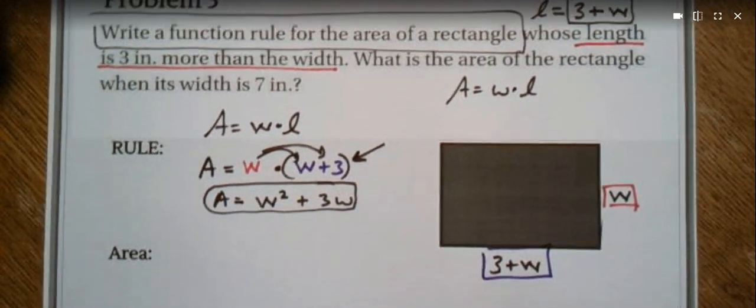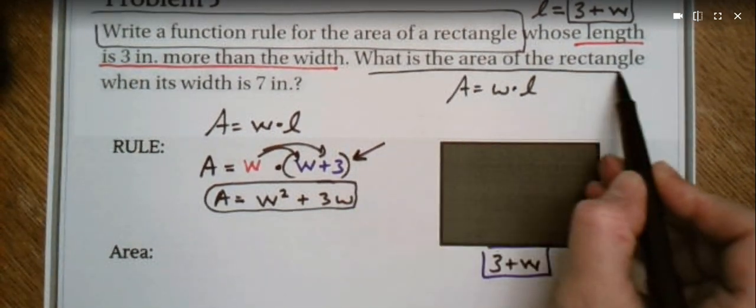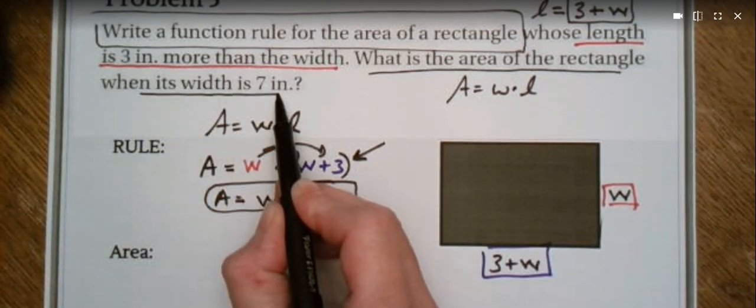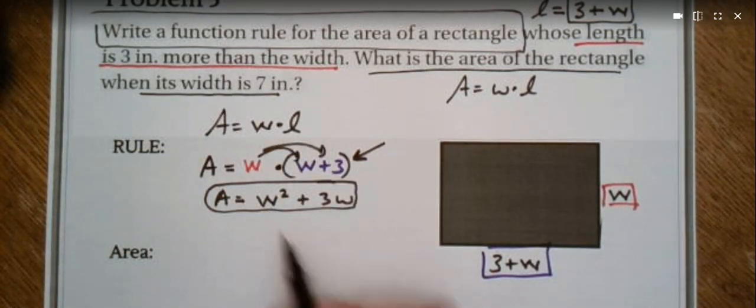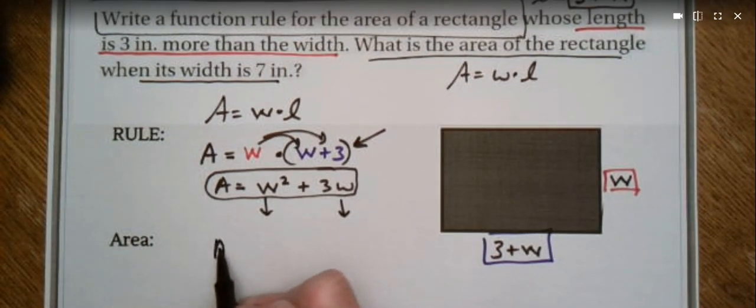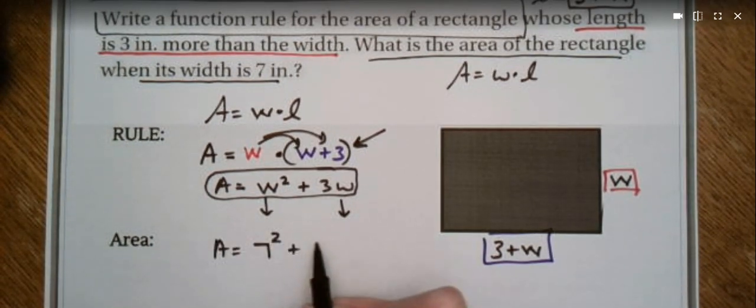Okay, now we're ready for the second part. It says, what is the area of the rectangle if the width is 7? So everywhere I see width in my equation, I'm going to change it to a 7 and figure out the area. So this is going to be 7 squared plus 3 times 7. This is 49 plus 21.